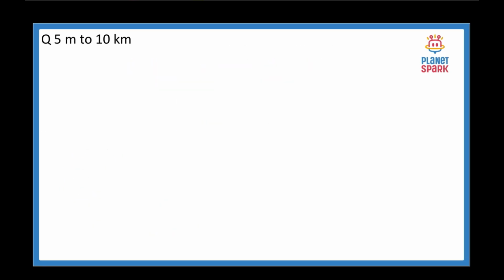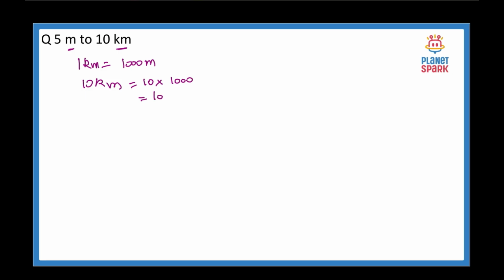Next question is 5 meter to 10 kilometer. Just remember one thing, that in ratio, our units should be same. First, we are going to make the units same. Then we are going to express it in fraction. After that, we are going to write it in the simplest form and then in the ratio form. Now, 1 kilometer is equal to 1000 meter. So 10 kilometer will become 10 into 1000, that is 10,000 meter.